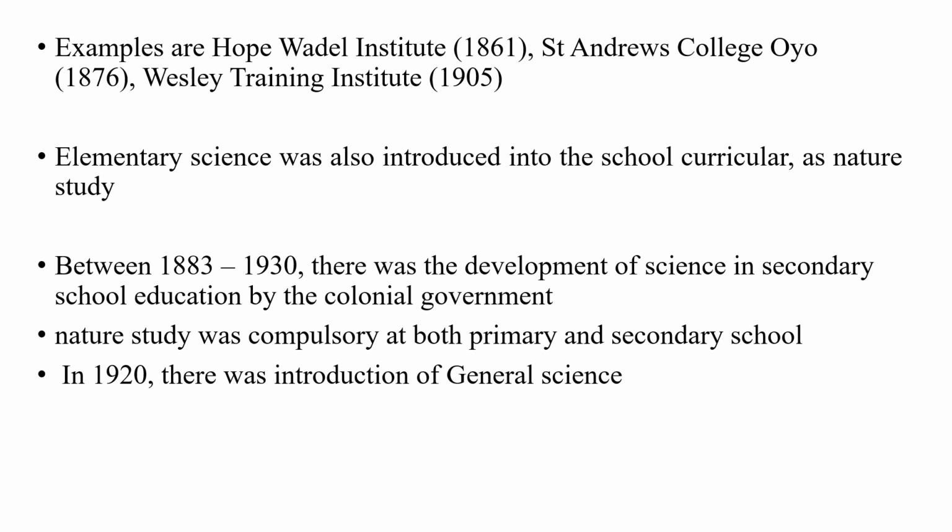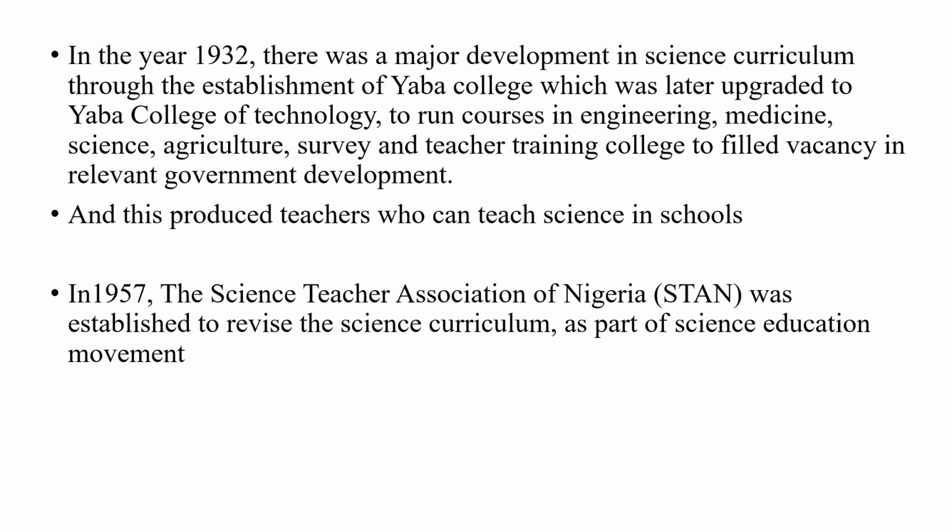Between 1883 and 1930, there was the development of science in secondary school education by the colonial government. As secondary schools were being established, they were just introducing science. So there was rapid development during this time. Nature study was made compulsory at both the primary and the secondary school. But in 1920, at the secondary school level, general science was introduced. So we now have general science at the secondary school level, while we still have nature study at the primary school.